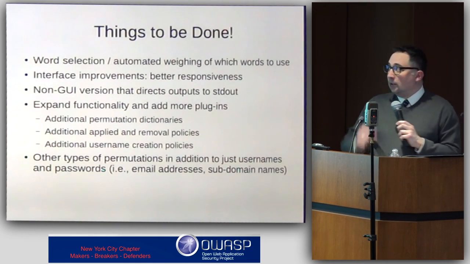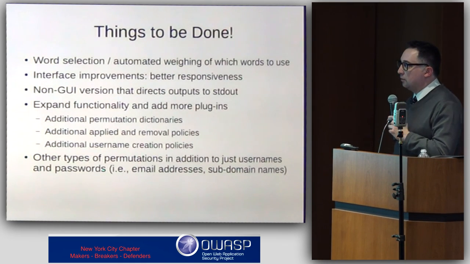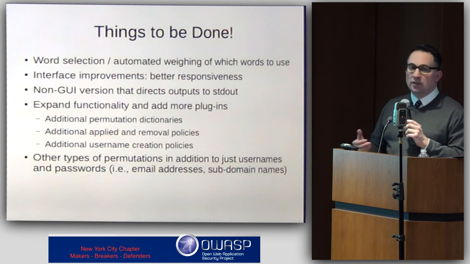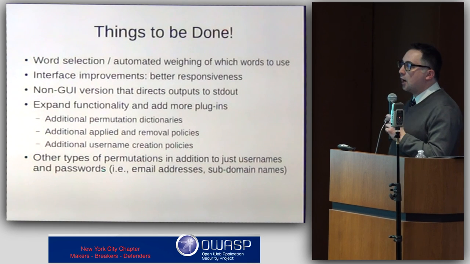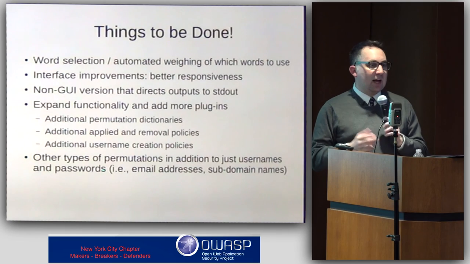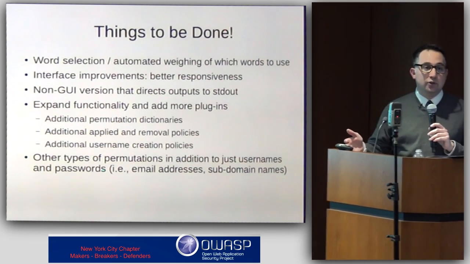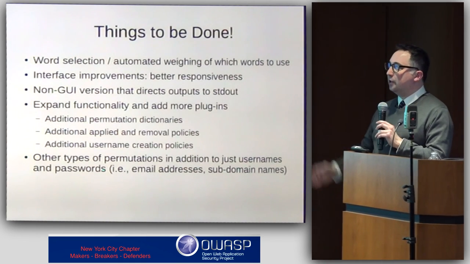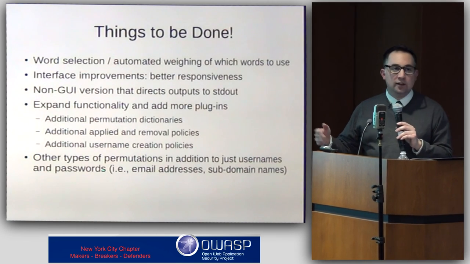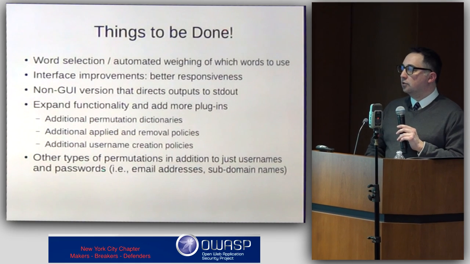Things to be done. A little bit better selection of words. Automated weighing of words to use. A little bit better responsiveness in the interface. A non-GUI version that directs the output to standard out would be great. I've had requests where people want to put it into a process and pipe it into another application. Right now you can't do that. So that would be great if someone were to write that. Of course, more plugins, additional functionality, the email addresses that I was mentioning before, and other types of permutations.